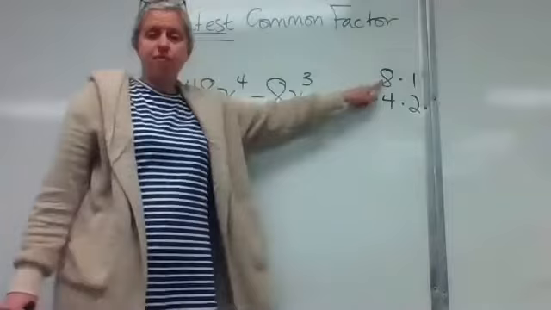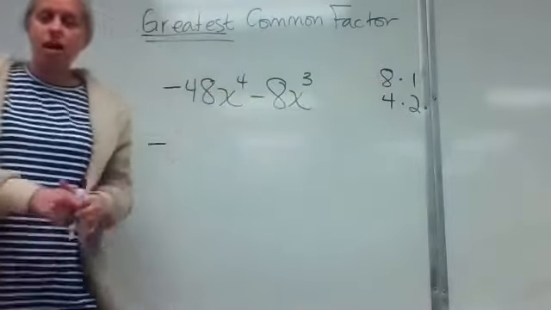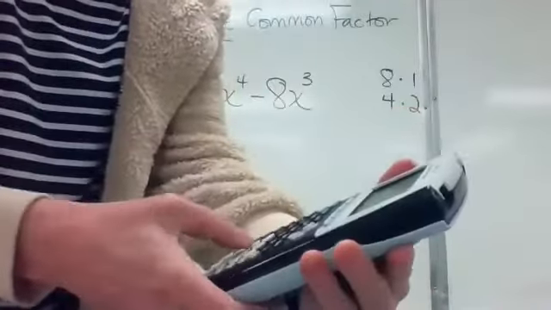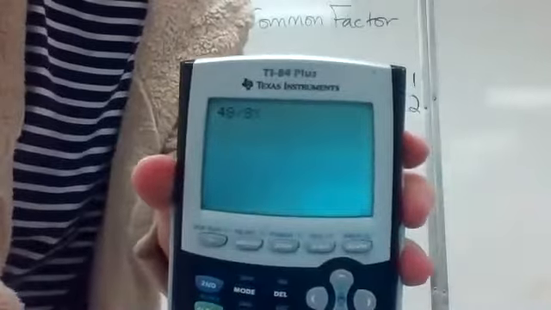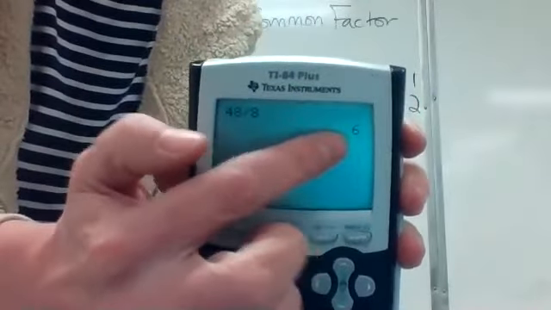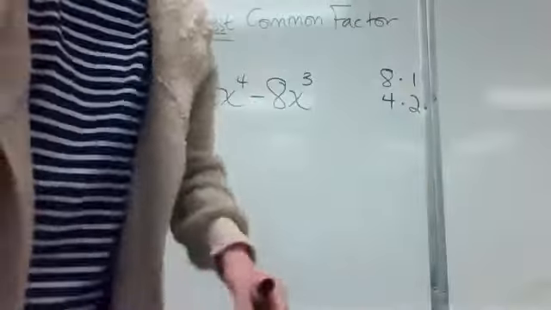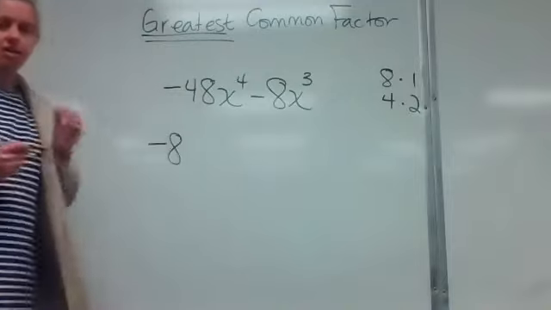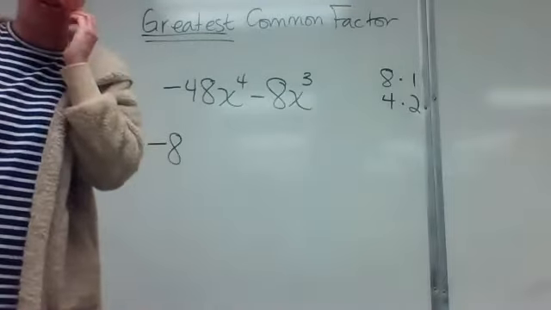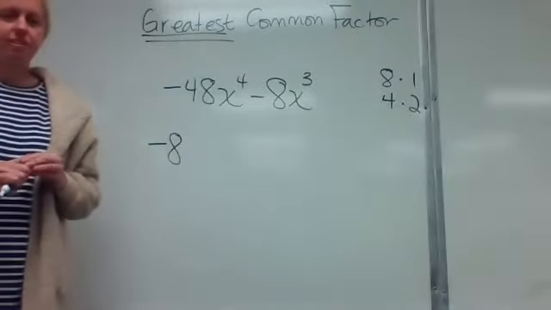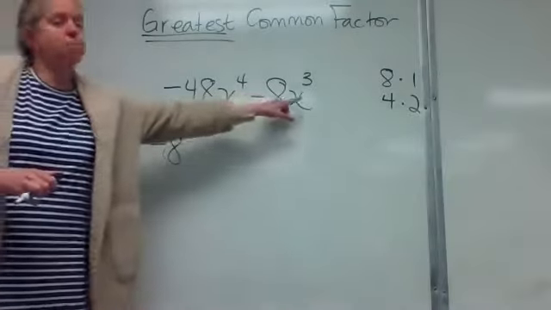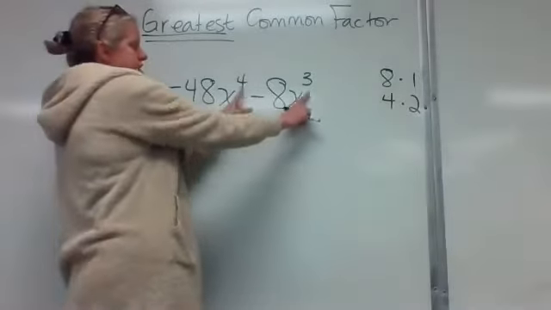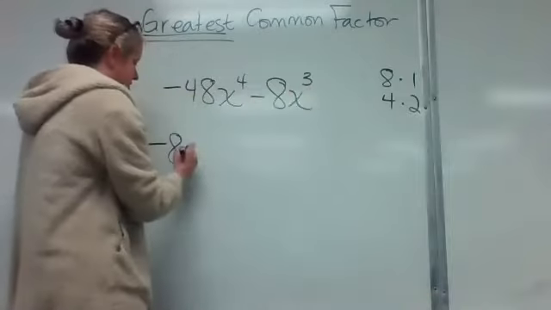So I'm going to check the biggest number first. Does 48 divide evenly by 8? If you're not sure, just use your calculator and see. 48 divided by 8. If that's not a decimal, that means it does divide evenly by 8. So 8 goes into 8 and 48, so I'm going to pull it out. That's its greatest number factor. Now the exponent part, now that we've learned the shortcut, is the easy part. You're just looking at your x's. Whatever the smallest exponent is, that's what you're pulling out.